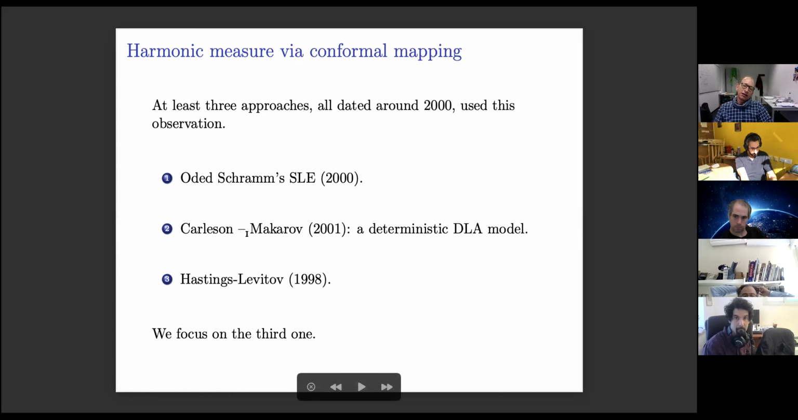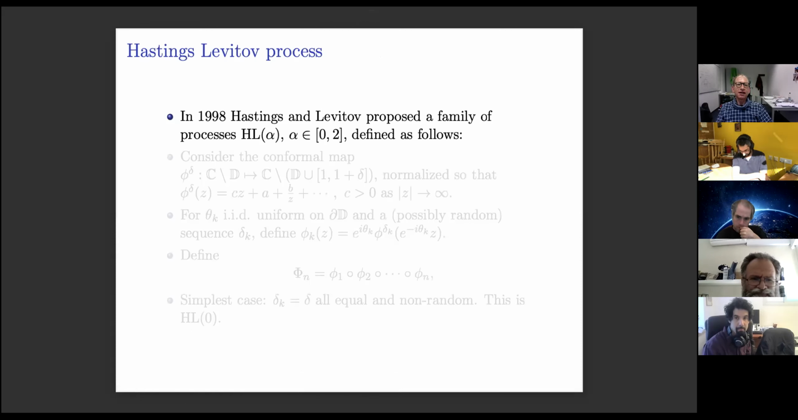So Carlson and Makarov defined this deterministic DLA model and studied it. And that's all I'm going to say about Schramm's work and about Carlson and Makarov. The third approach from 1998 is that of Hastings and Levitov, and that's the one that I'm going to speak about in this talk. So we focus on the Hastings-Levitov. So what is the Hastings-Levitov process?